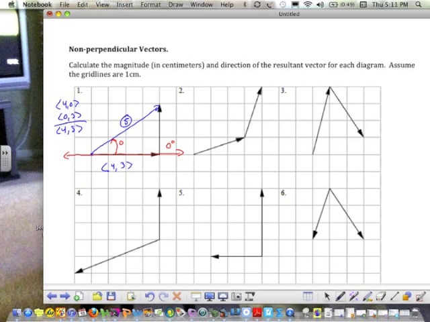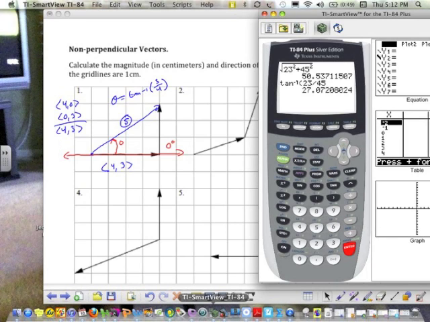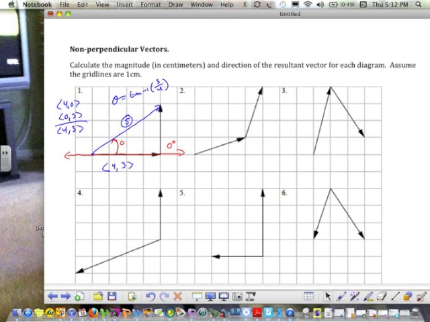So you're always going to count that vector. Okay, so to find this, I'm going to use tangent. So it's going to be the inverse tangent of y over x. So 3 over 4. So if I take my calculator, second tangent, 3 divided by 4, and I get 36.87. So this angle is 36.87 degrees. And I'm done with that one.